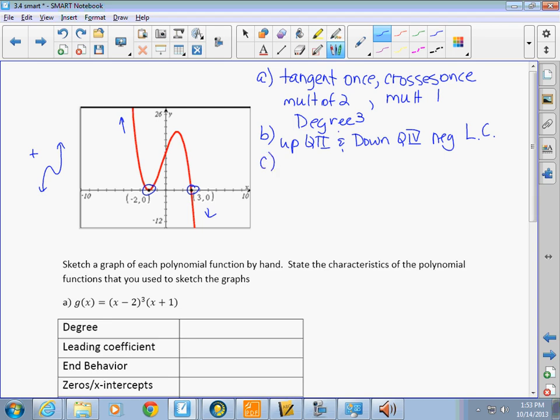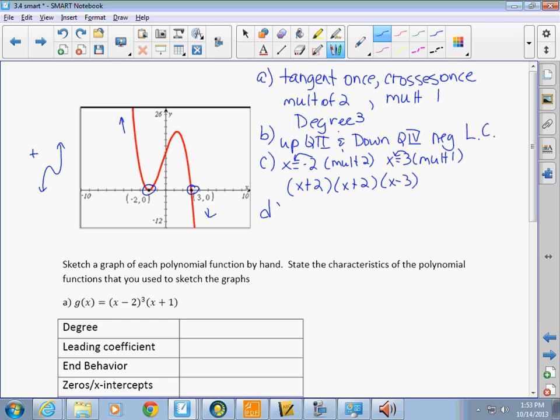So C part says, now tell me the factors for this. Well, at x is equal to negative 2, sorry, that's a multiplicity of 2. And then at x is equal to 3, it's a multiplicity of 1. So if we write this as a factor, this is going to be x plus 2 times x plus 2 times x minus 3. So again, all I have done is taken my a value and moved it to the other side of that equal sign. So I just do the opposite operation.